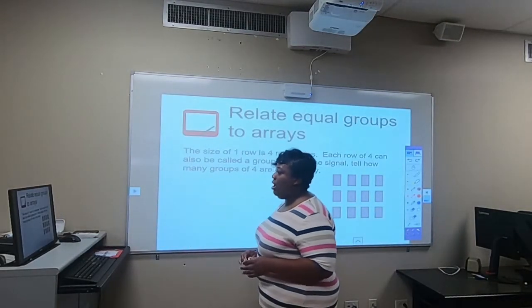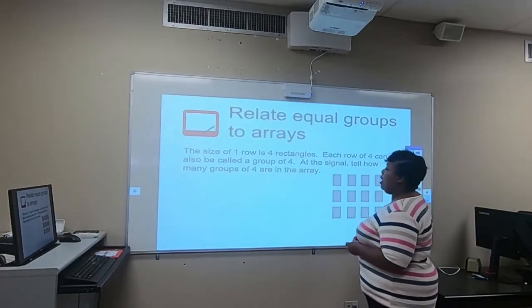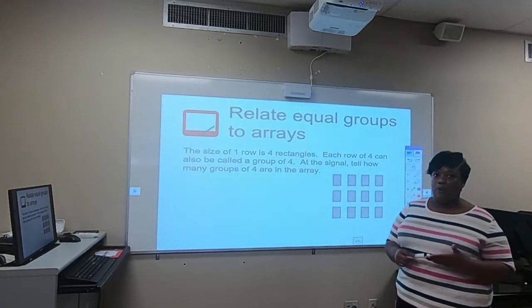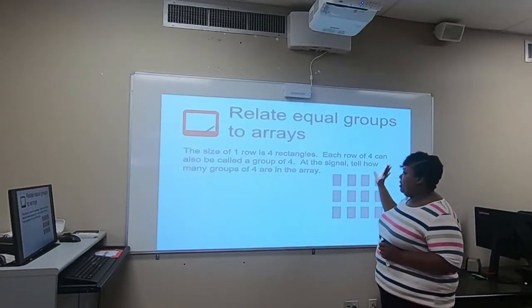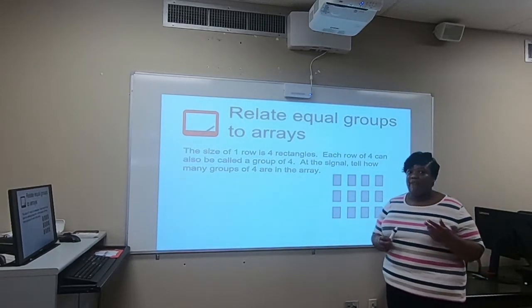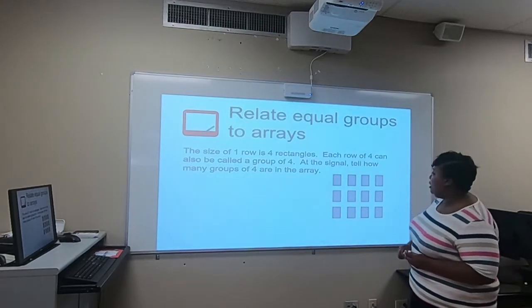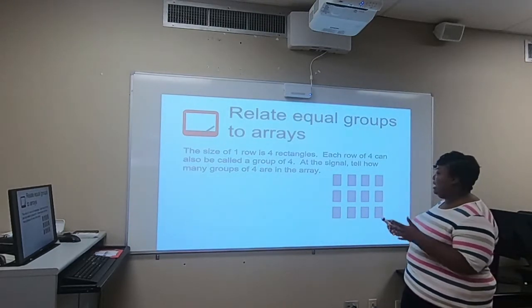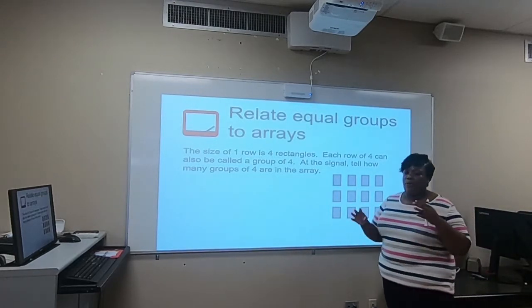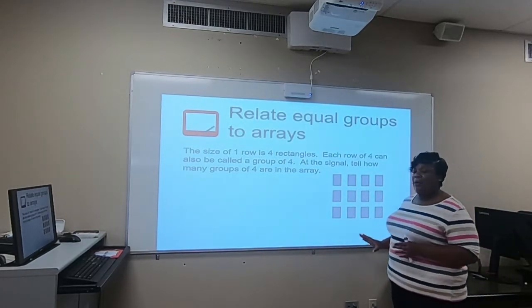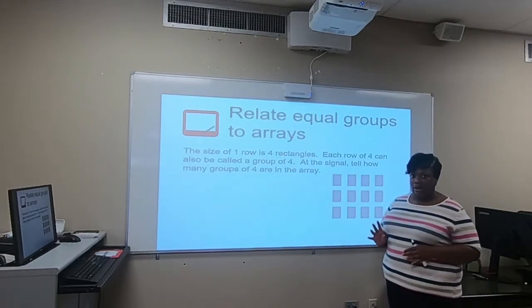All right, remember what our objective was today, boys and girls. Our objective was to relate arrays to multiplication, okay? So let's look at this array here. You should have learned arrays when you were in second grade, towards the end of second grade, okay? So let's go over what an array is. An array is an arrangement of objects in equal rows and columns, okay?